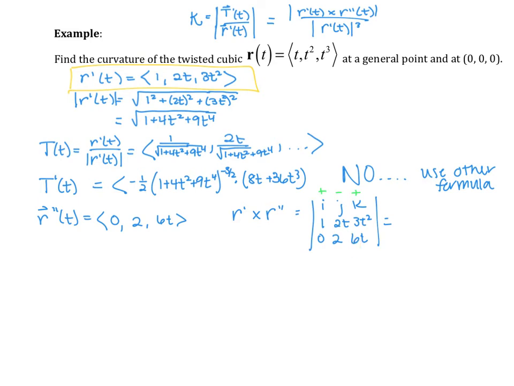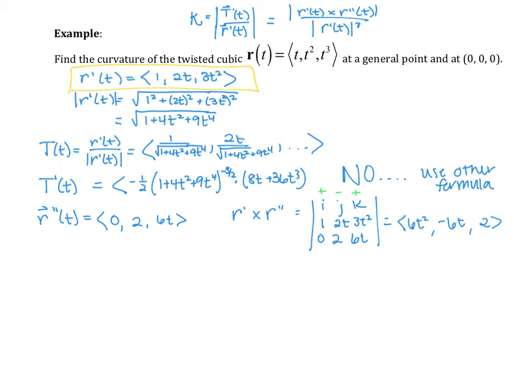So 12t squared minus 6t squared. So my first component would be 6t squared, minus, because it's negative j, and then we're going to do 1 times 6t minus 0. So minus 6t. And then the k component of this is going to be 1 times 2 minus 0. So I like that, that makes it easy. So 1 times 2, we get 2. So there's r prime cross r double prime.